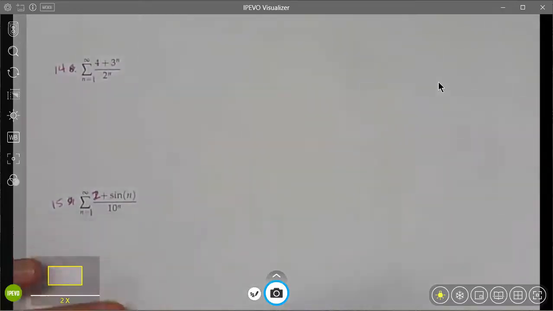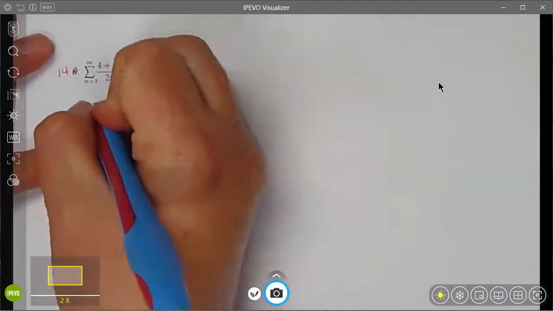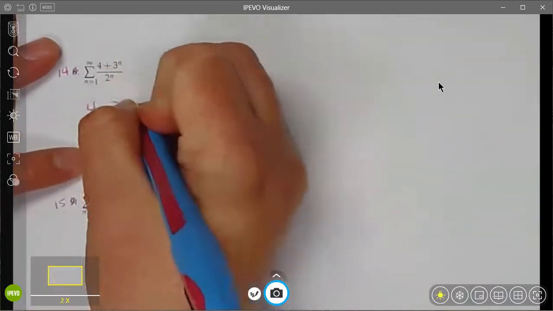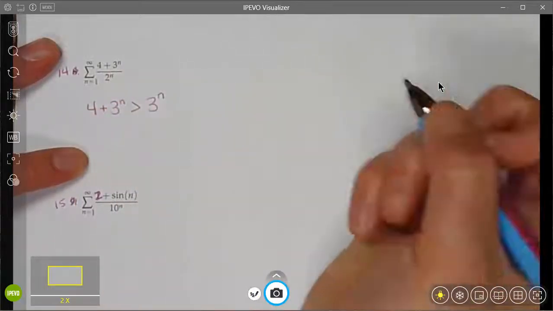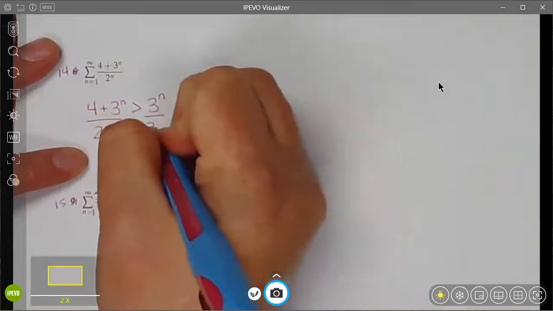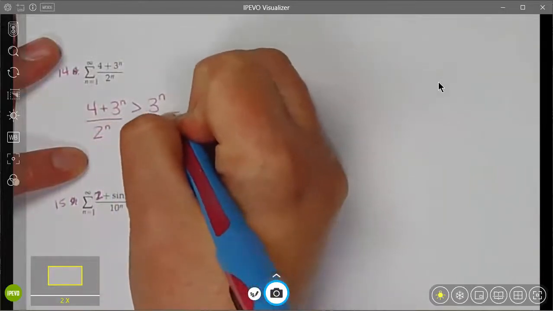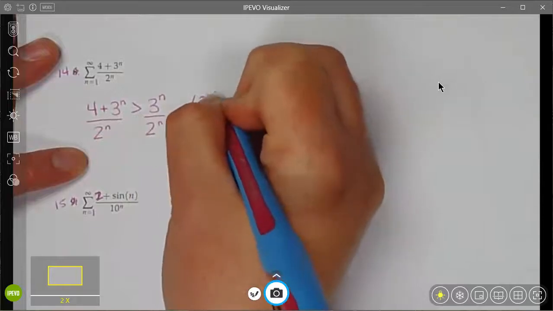Number 14, the series n equals 1 to infinity of 4 plus 3 to the n all over 2 to the n. So I'll start with the numerator here. I know that 4 plus 3 to the n is bigger than just 3 to the n. And to make it look like my original series, I'll divide everybody by 2 to the n. So this 3 to the n over 2 to the n is really 3 halves, all raised to the n.